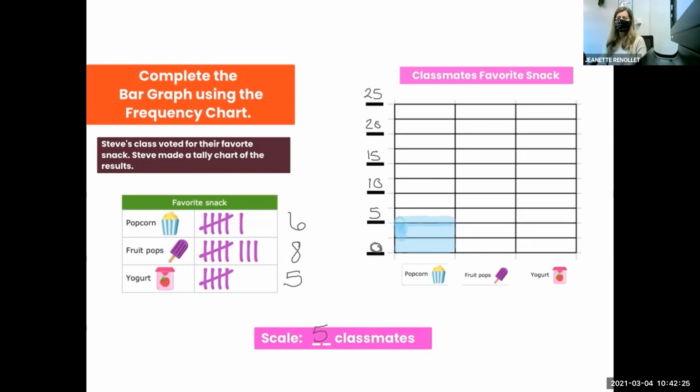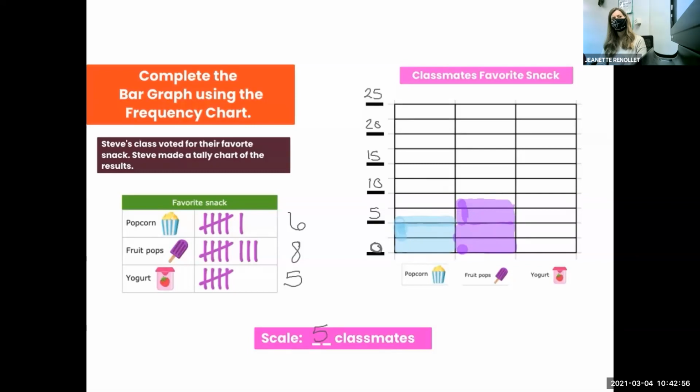Fruit Pops had 8, so I can go, it's not all the way up to 10, but it's up to 5. 5, 6, 7, 8, 9, 10. So somewhere in here, I know that 8 is closer to 10 than it is to 5. So I'm going to go a little bit over halfway. Oh, I hope my person can read this chart.